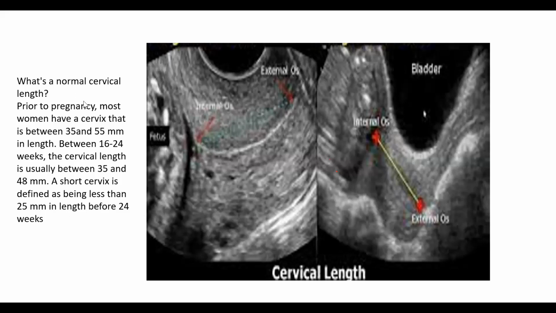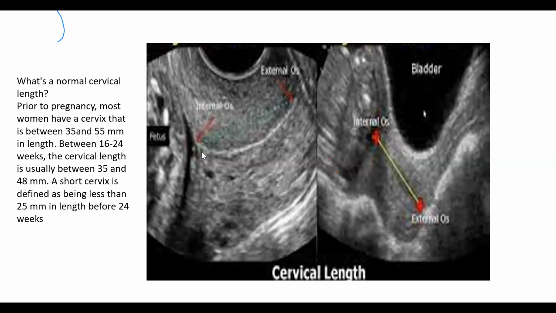So anyhow, prior to pregnancy, how much is the length of the cervix? Prior to pregnancy, most women have a cervix which is between 35 to 55 millimeters in length. Between 16 to 24 weeks, the cervical length is usually between 35 to 48 millimeters. And you can label it as a short cervix if the cervix you are scanning is less than 25 millimeters in length before 24 weeks. So you can note down the measurements from here.